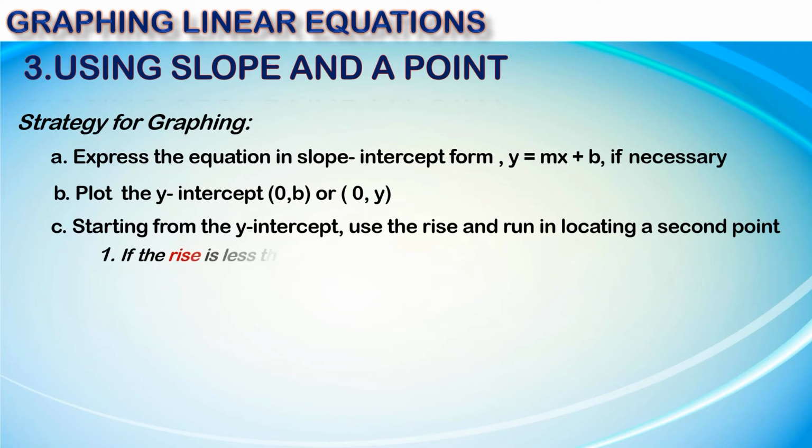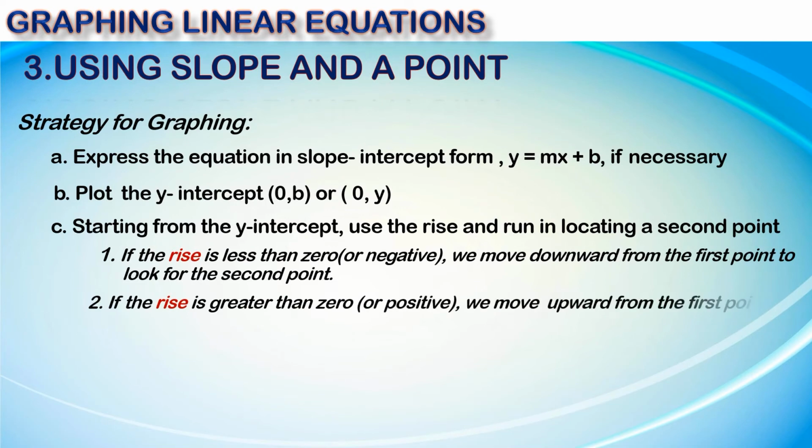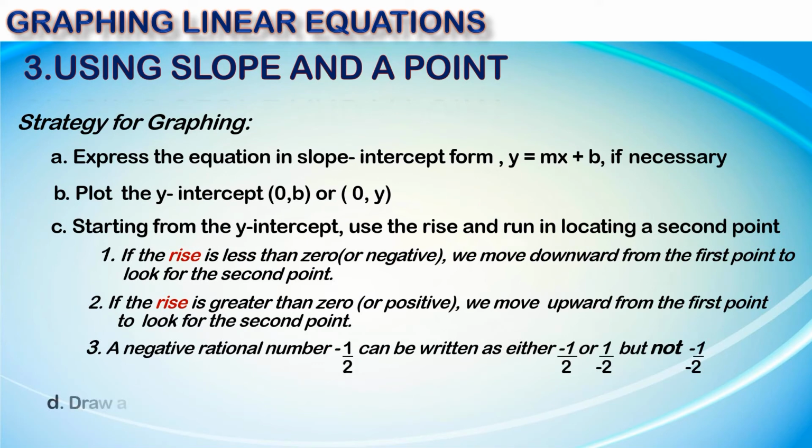Take note: first, if the rise is less than 0 or negative, we move downward from the first point to look for the second point. Second, if the rise is greater than 0 or positive, we move upward from the first point to look for the second point. Third, a negative rational number, say for example negative 1/2, can be written as either negative 1 over 2 or 1 over negative 2, but not negative 1 over negative 2. And the last step is to draw a line by connecting the two points.